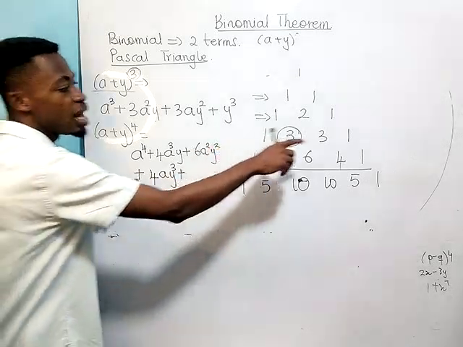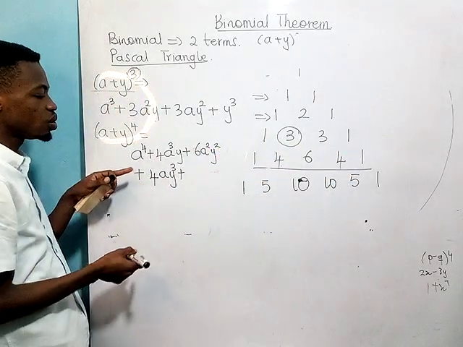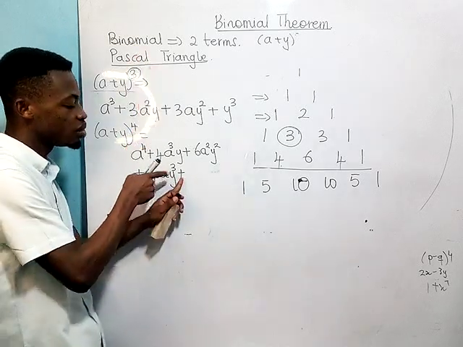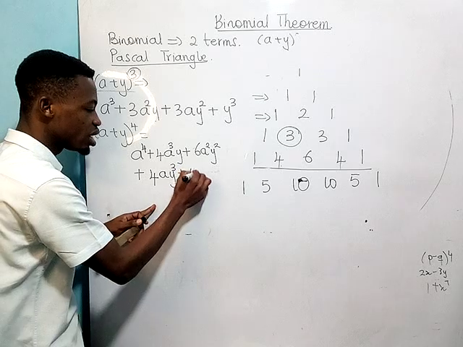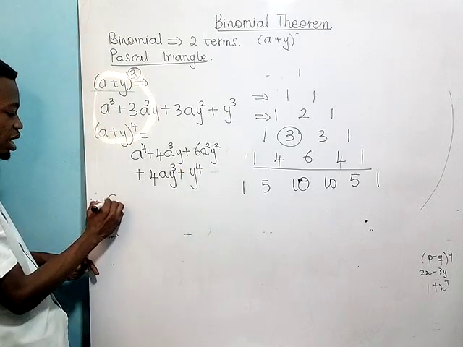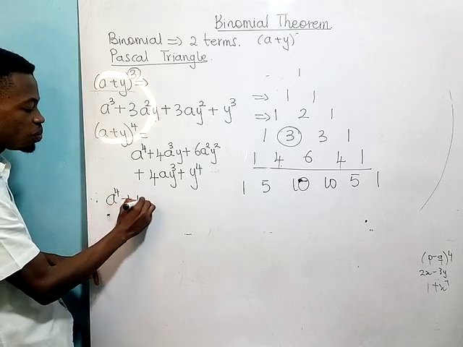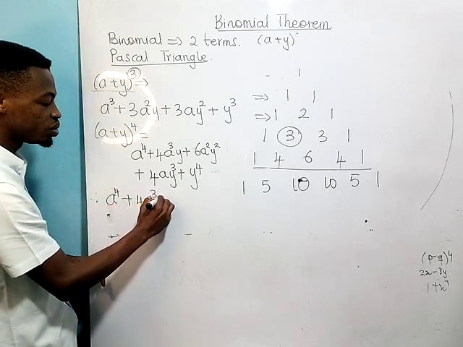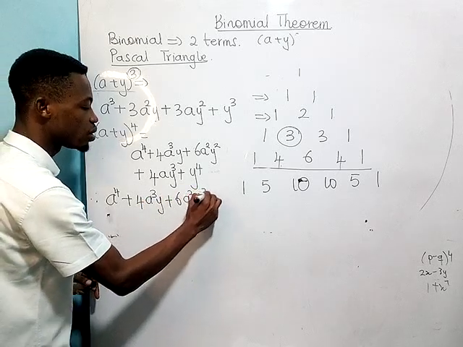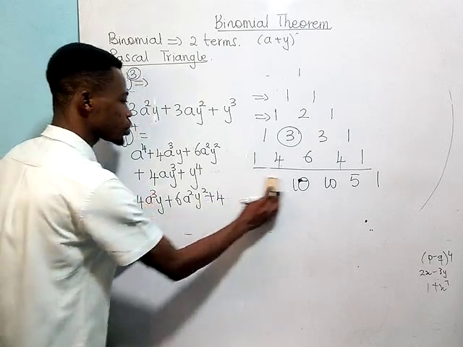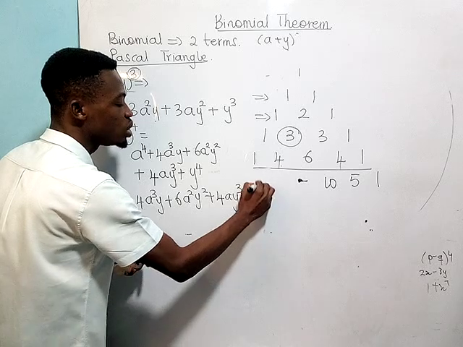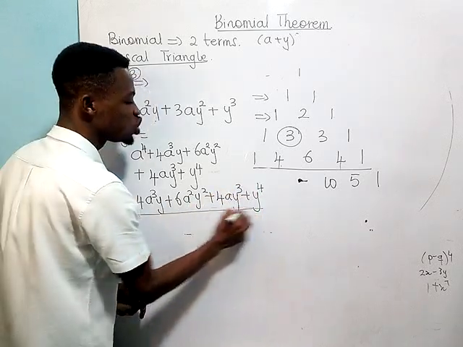Followed by, the next coefficient is 1, which we can ignore. But now a to the power 1 becomes a to the power 0, but y to the power 3 increases and becomes y to the power 4. Which means that when this is expanded, we have a^4 + 4a^3y + 6a^2y^2 + 4ay^3 + y^4. And this will be the expansion.